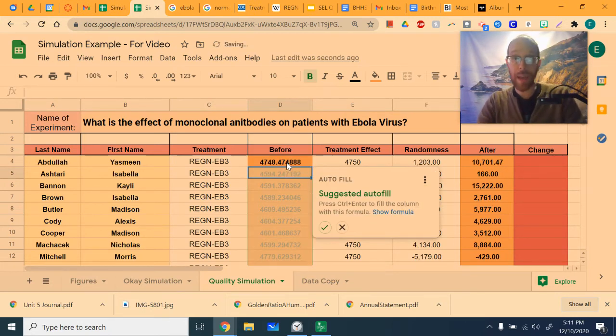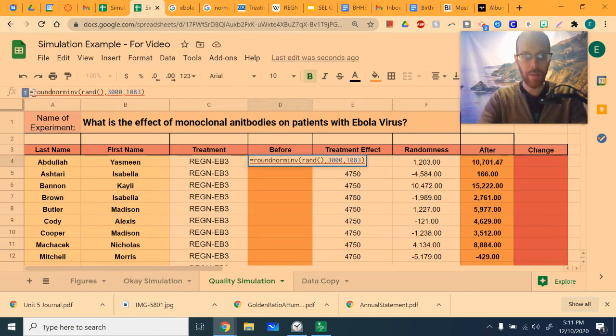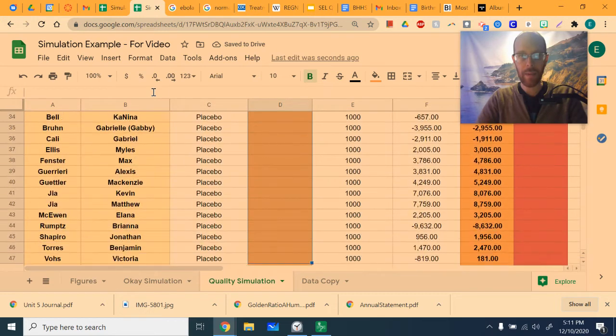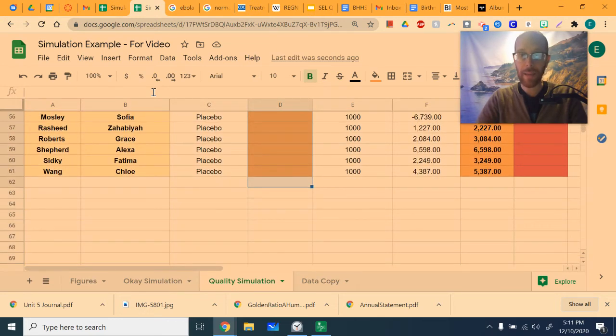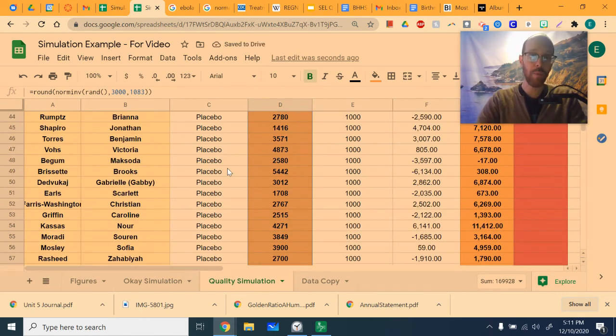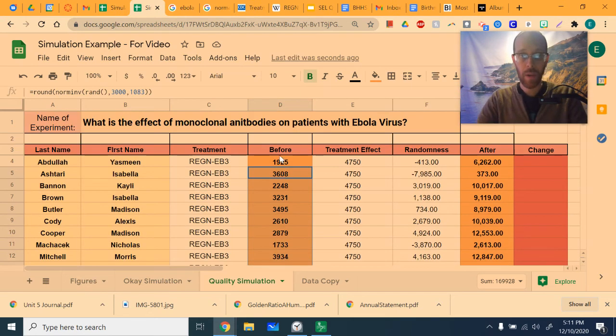Now notice that when I do that, once again, I get all these decimal places. So I'm going to go ROUND. Now I get a nice rounded answer. I'm going to copy it and I'm going to paste that on down. Keep in mind that the before does not depend on whether you got the placebo or the drug because, well, you haven't gotten it yet. It couldn't have had any impact on you. All right. So there's our before.